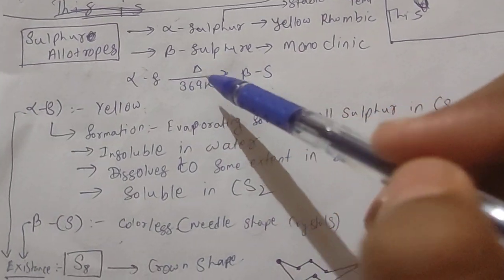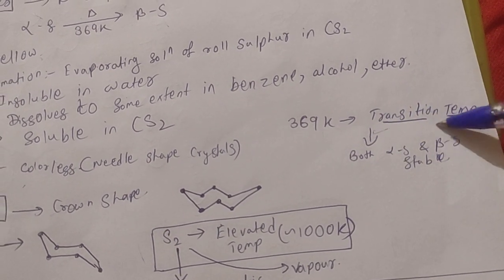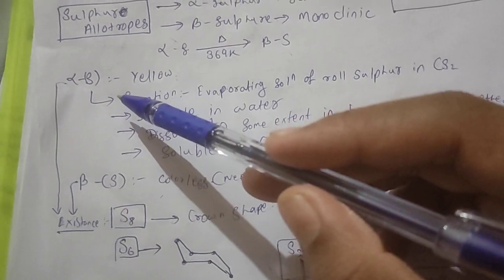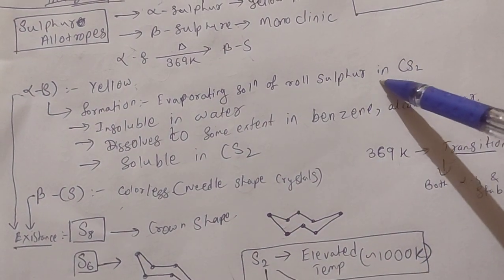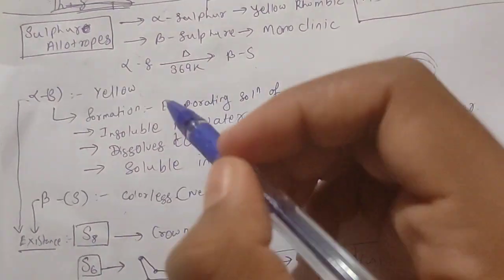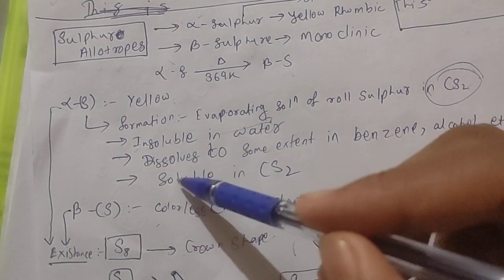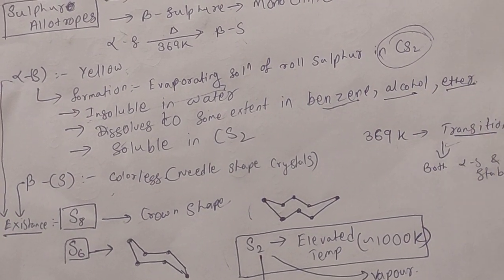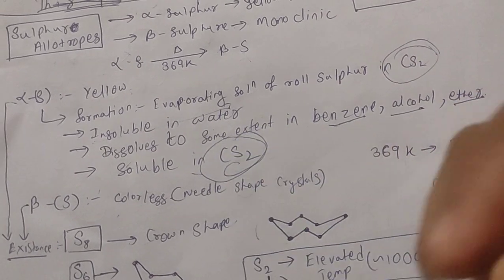And this 369 Kelvin temperature is called the transition temperature, where both alpha S and beta S are stable. Okay, and now alpha sulfur is yellow colored. It is formed by evaporating a solution of rolled sulfur in CS2, carbon disulfide. It is insoluble in water, dissolves to some extent in benzene, alcohol, ether, organic solvents, and it is readily soluble in carbon disulfide.